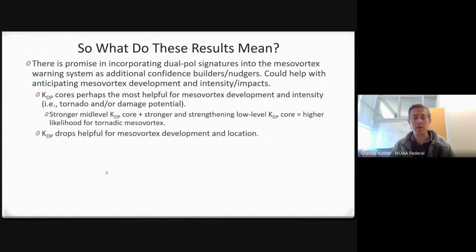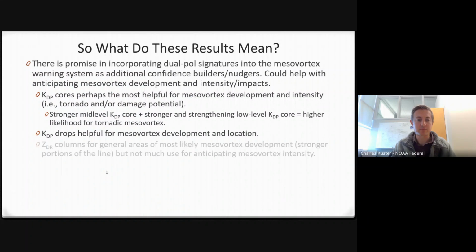I think KDP drops can also be helpful and a good confidence builder. Not only did they precede many of our mesovortices, about 95%, but there was also that preferred development location. So this could give some kind of confidence or guidance in where I should place the warning polygon relative to this KDP drop. Obviously, these are rough thresholds and not silver bullets, because 25% of mesovortices still did occur on the right side of the KDP drop, but it's just building that confidence.